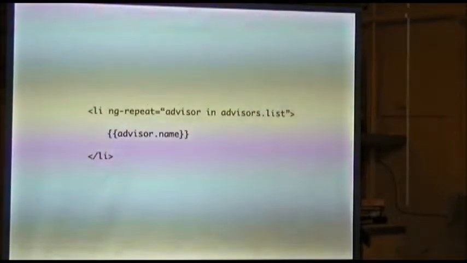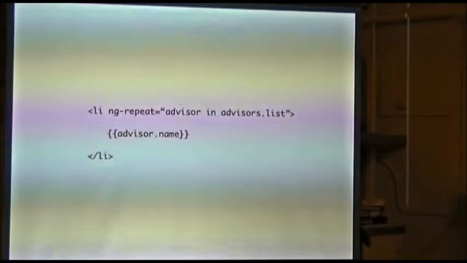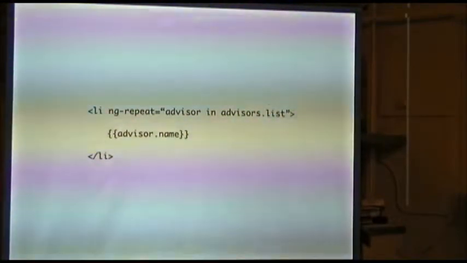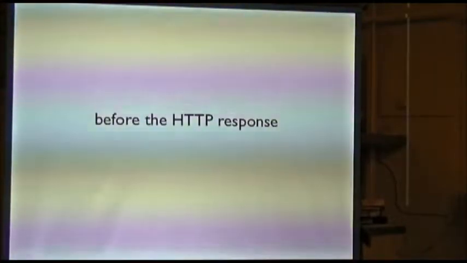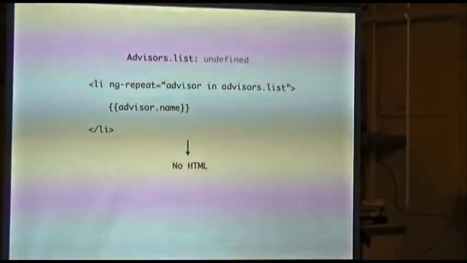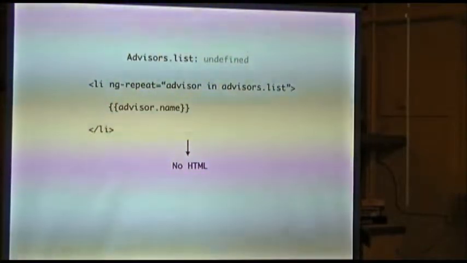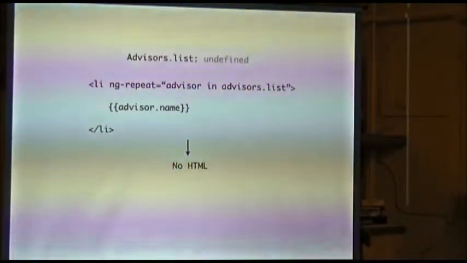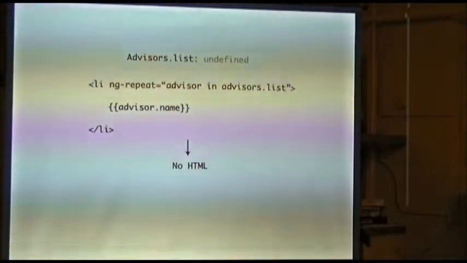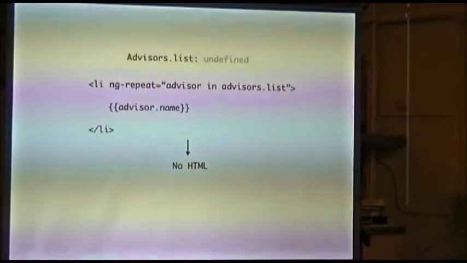We're going to use an ng-repeat, like Alan did. We're going to iterate over this list. We're going to create some HTML. We're going to just print the advisor's name. So before the HTTP response, that produces no HTML, because advisors.list, which we're assuming there's going to be a list field defined eventually, is undefined. There's nothing to iterate over. Angular does nothing. It gives us no HTML, which is what we want. We don't have any data yet.